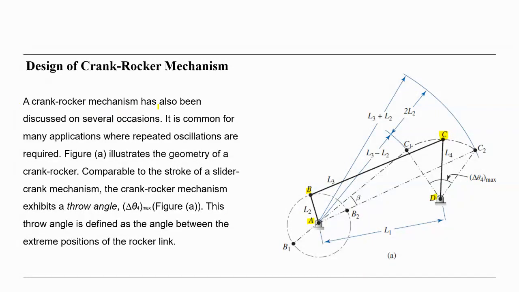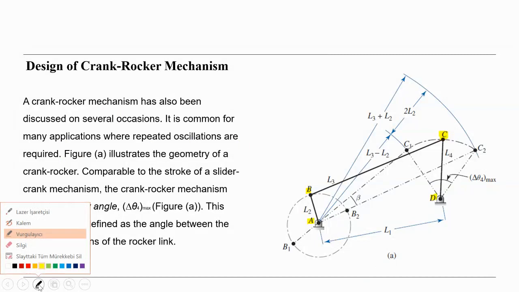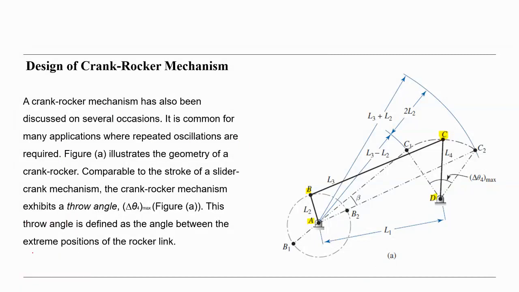First, the crank rocker mechanism has been discussed on several occasions before. It is common for many applications with repeated oscillations. This is the oscillation here in between. I can show you now, this is the type of oscillation here. Here in between is the oscillation angle, and this is actually the main required quantity or required property: oscillation.